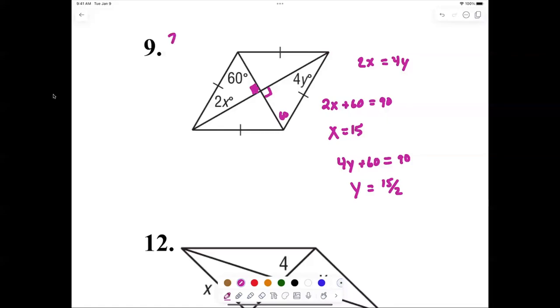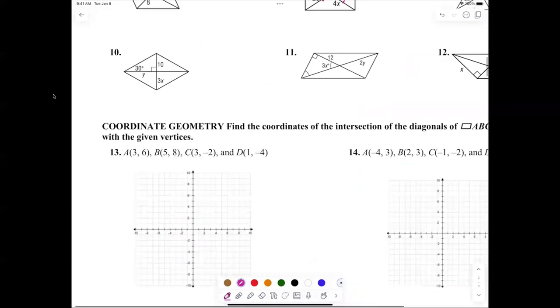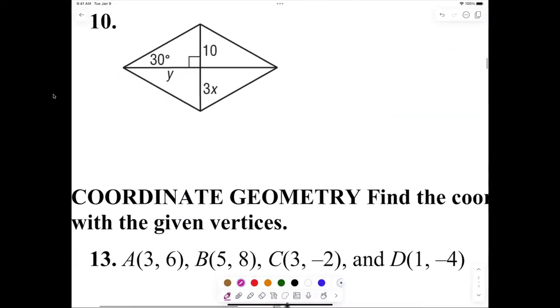All right, so that one I need to fix. All right, number 10. So what does X equal? 40? What? 10 over 3, right? And what does Y equal? Y equals what?